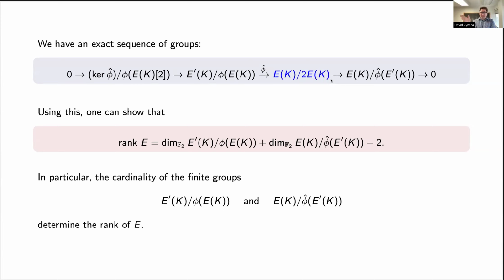And so all these are abelian groups, finite abelian groups, killed by 2. So I can view them as F2 vector spaces, and I can take the dimensions. And I get the rank is equal to the sum of the dimensions of the spaces enclosing that blue group, minus 2. There's some ambiguity in 2-torsion, but they all cancel out and I get this clean formula. So in particular, instead of that group I have in blue, I can look at these other 2 groups: E'(k) mod the image of φ and E(k) mod the image of φ-hat. And these 2 groups, if I can compute them, I will know the rank of the elliptic curve.